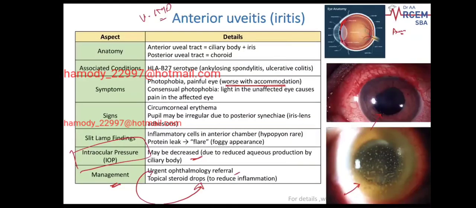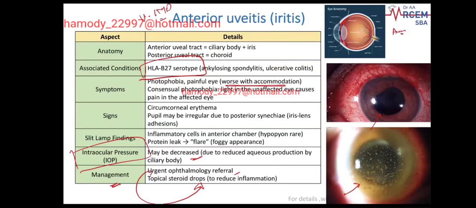The next important thing is anterior uveitis is associated with HLA-B27. If you remember, when I spoke about inflammatory bowel diseases or ankylosing spondylitis, I told you these are all HLA-B27. Here again, anterior uveitis is also a part of the HLA-B27 serotype.